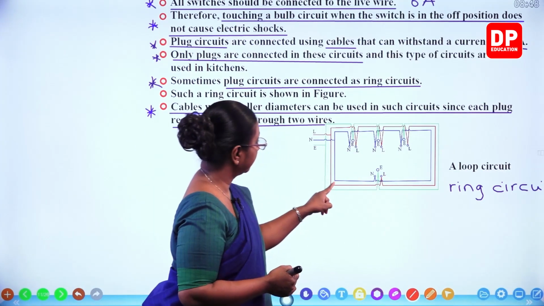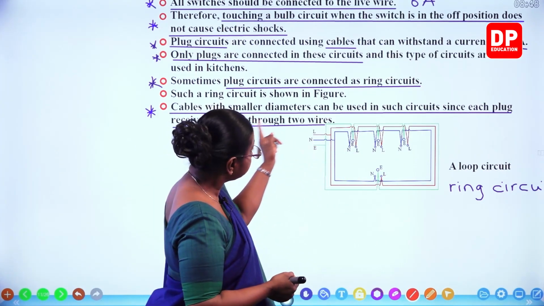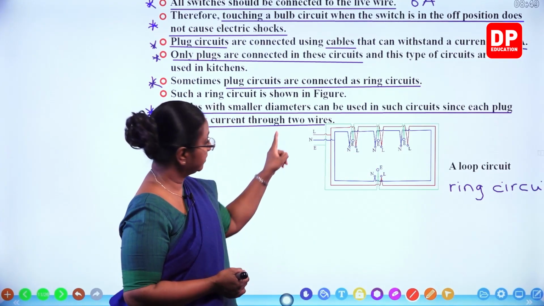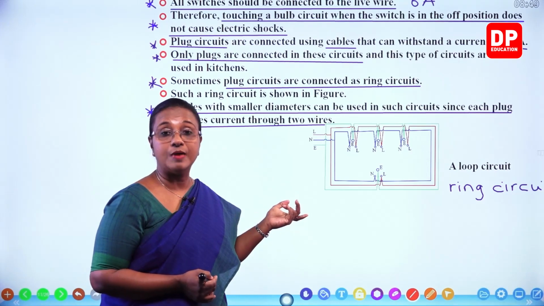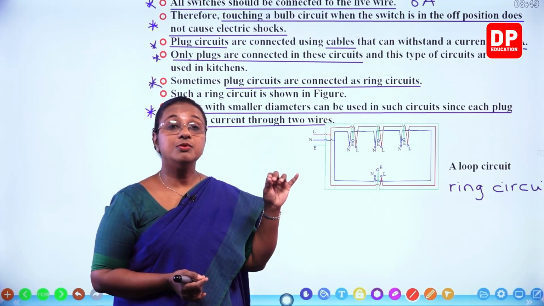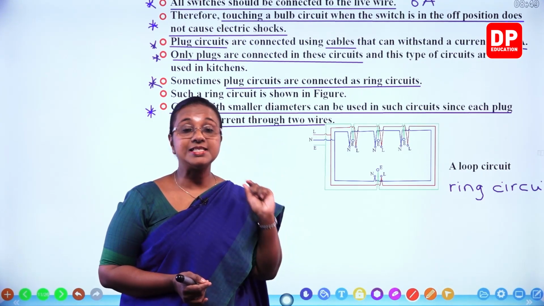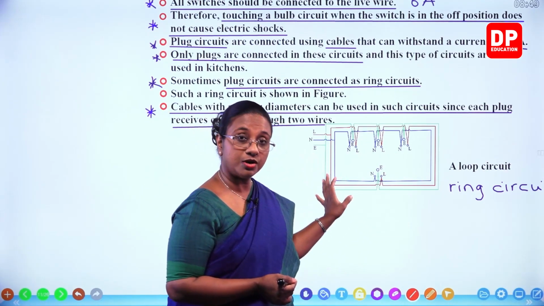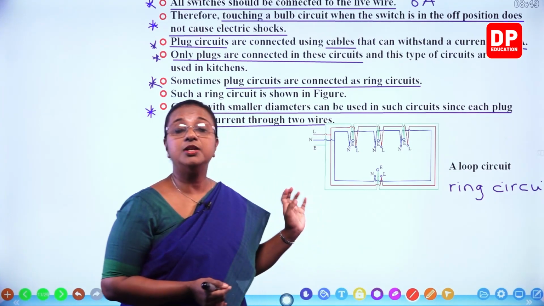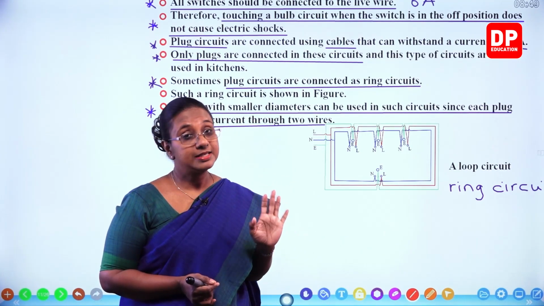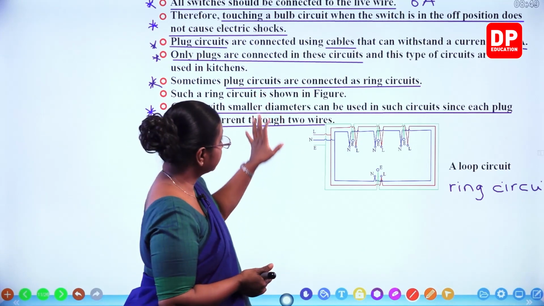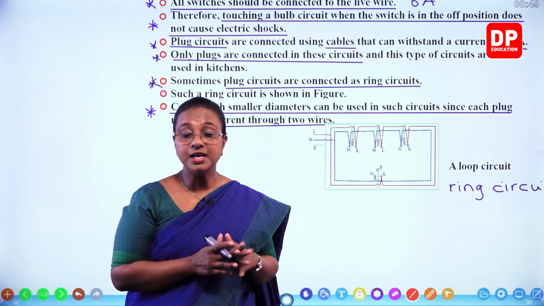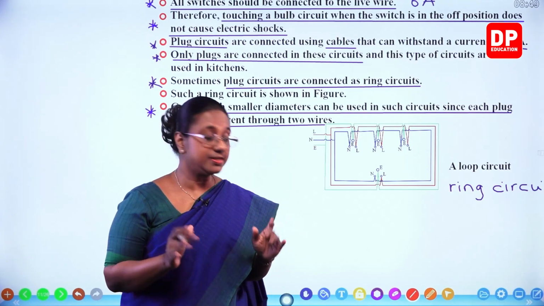Both are connected. So because of that, the power supply is done by two wires. Here you can see it is done by two wires. So because of that, you can use wires with less diameter. So that is an advantage of connecting the sockets as a loop circuit or a ring circuit. Is that clear, student? So these are things related to the domestic circuit, how the components are connected. You have to remember all these points.